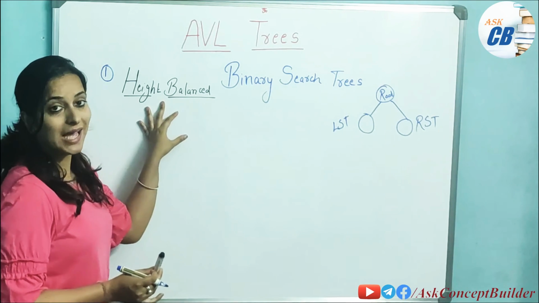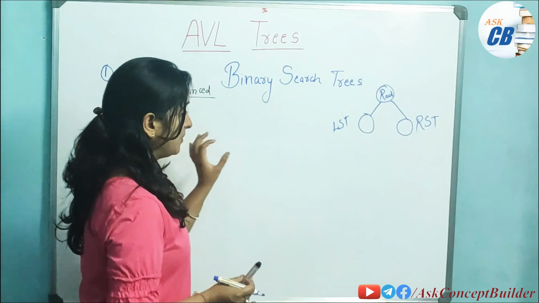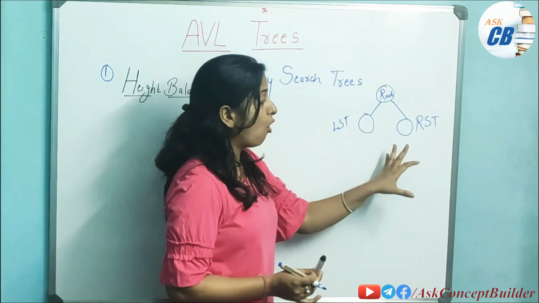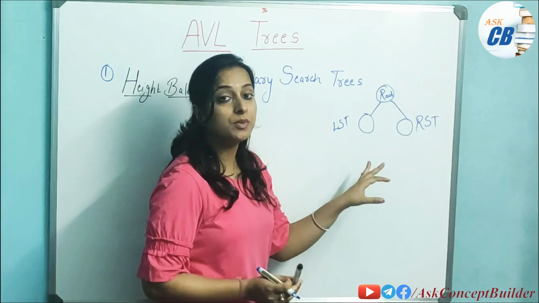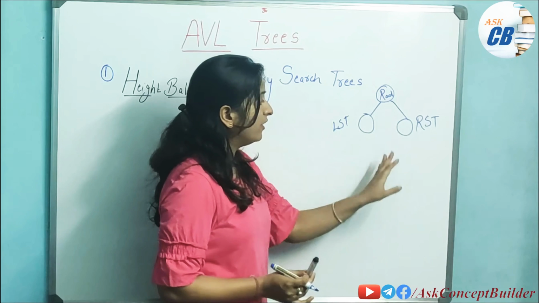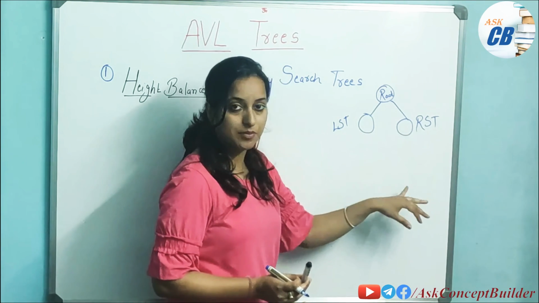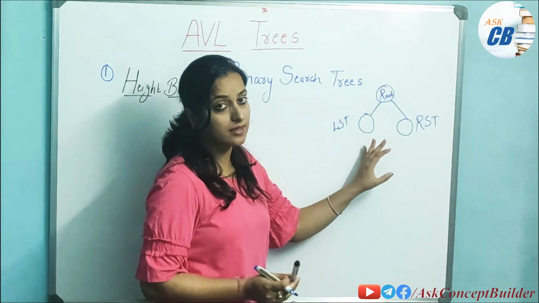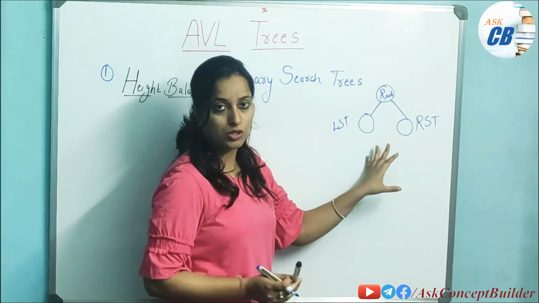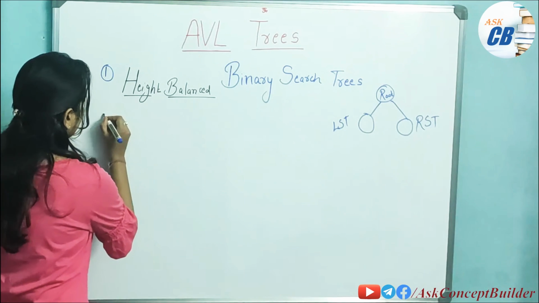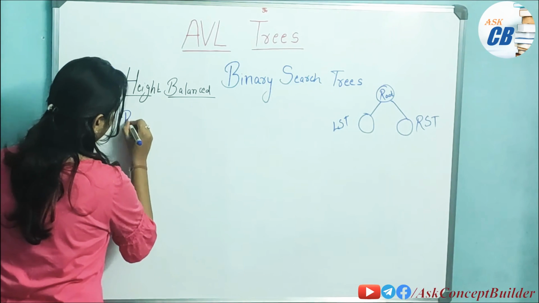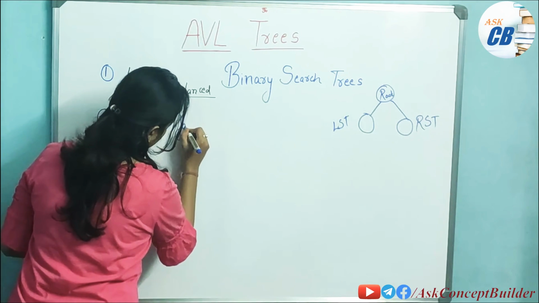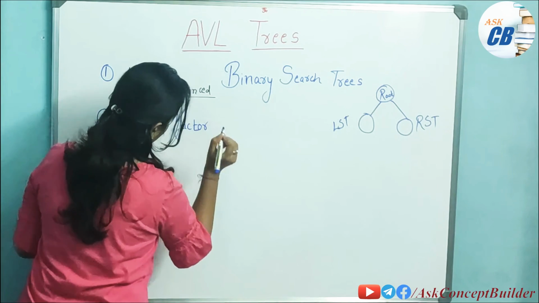Now what do we mean by height balance? Height balance means that the left and right height of your tree should almost be equal. The height of the left subtree and right subtree should almost be equal. Now how will we measure that these two heights are almost equal? There is one more term, called the balance factor, which comes into the picture in AVL trees.